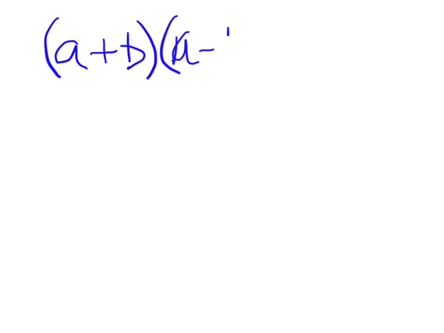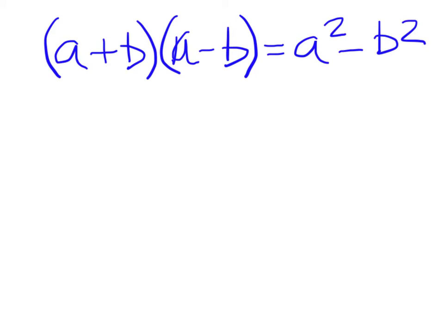Alright, so let's go back and remember this stuff. In a general form, A plus B, and then A minus B. That multiplies to give you A squared minus B squared. That's a difference of 2 squares. That comes from Algebra 1.